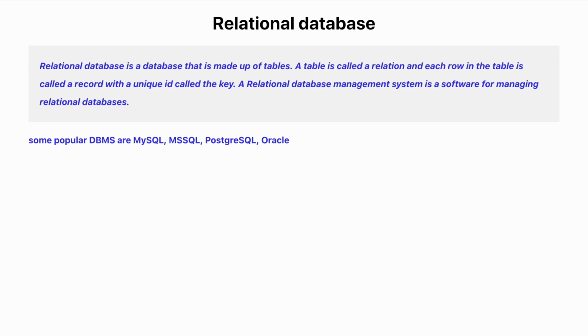A common misconception is that a relational database is about how each table is related to each other, but it is not the relationship between tables. A table is called a relation, and each row in the table is called a record, with a unique ID called the key. The columns of the table hold attributes of the data, and each record usually has values for each attribute, making it easy to establish the relationship among data points.